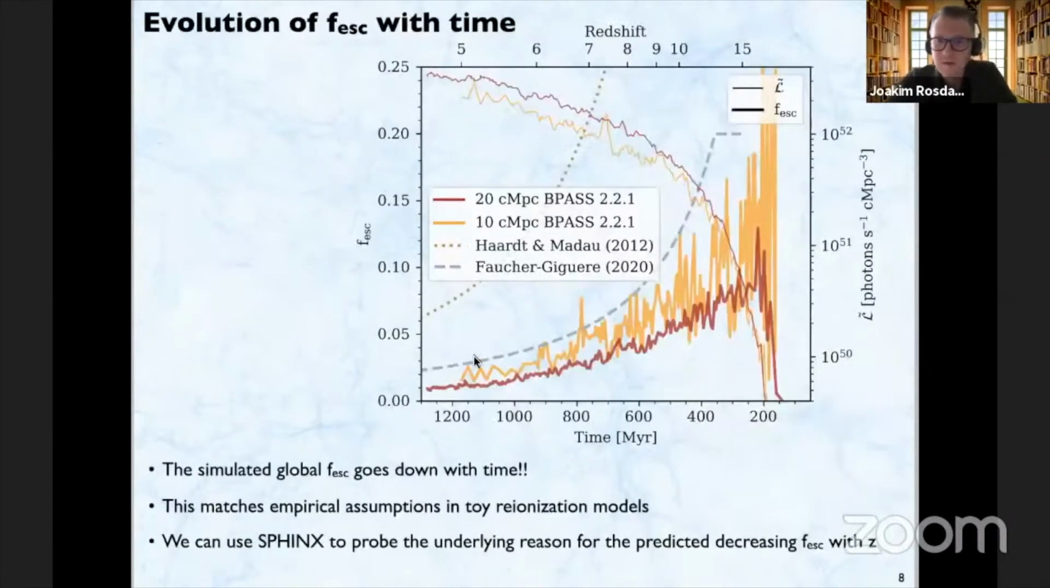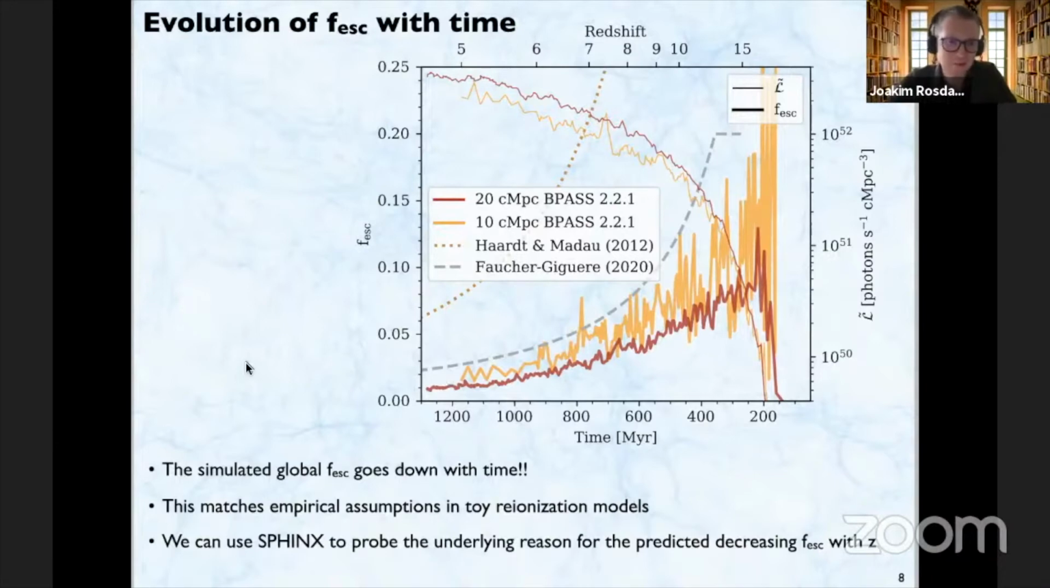Okay, so here are the escape fractions then, just global average, luminosity weighted average escape fractions in two versions of the SPHINX simulation, so smaller volume and larger volume, both with the newest version of PPAS. And indeed, pretty much like expected from these theoretical models, the escape fraction starts out high and then it does decrease with redshift. Not as much as in these models, but definitely this is something which is happening in the simulation.